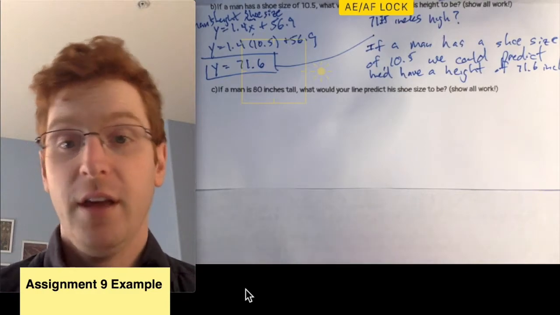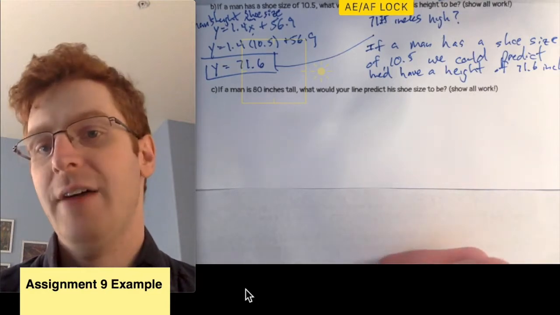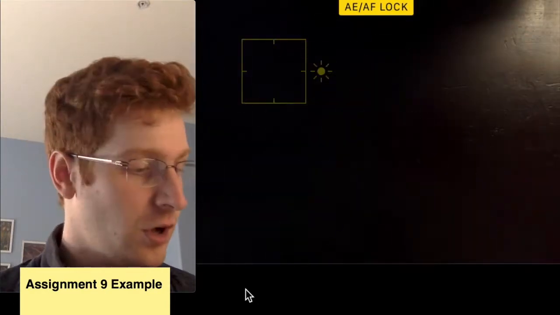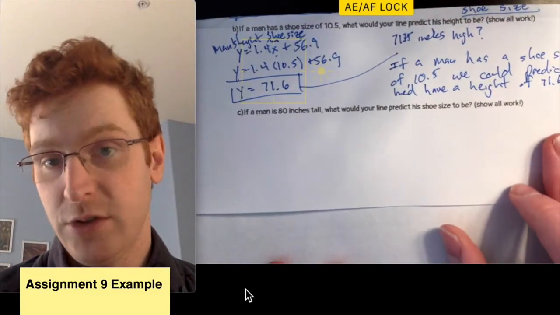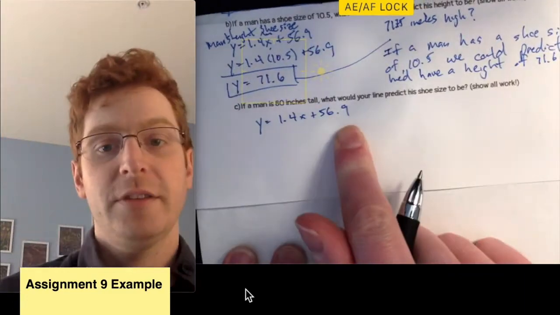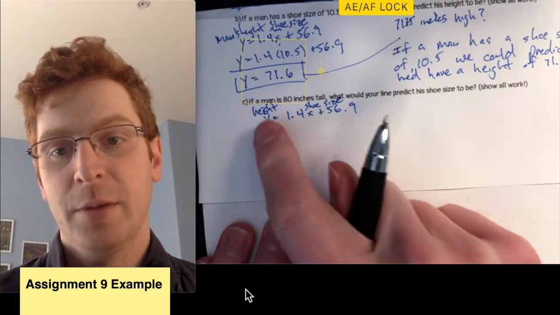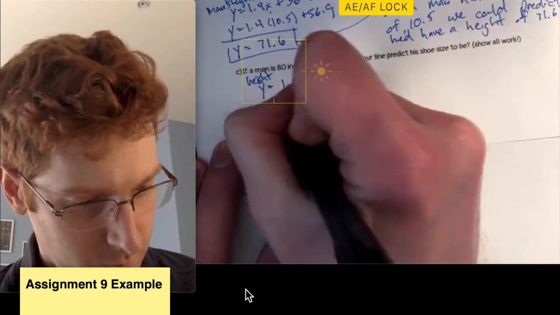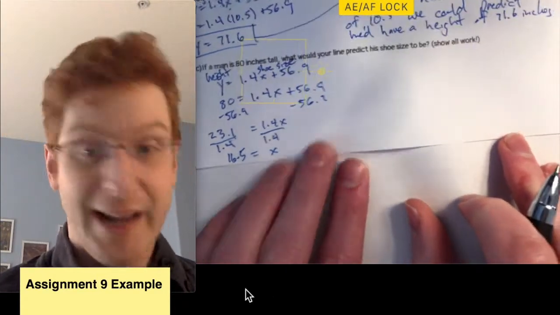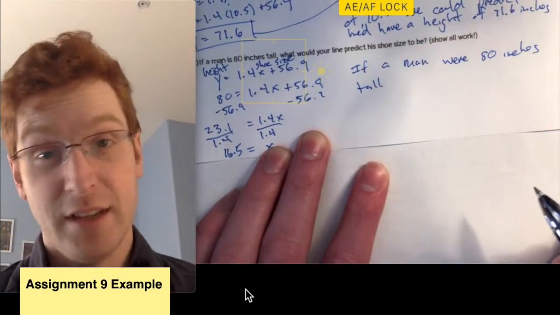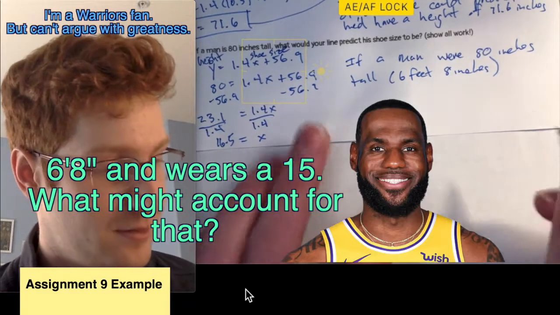We could also work the other way. If we knew what a man's height was, we could figure out his shoe size. Notice we can't use a graph to do this one because 80 inches tall is past the range of our graph. So I'm going to rely solely on the equation of the line, and I'm going to do the work here. This is the same equation we had before, but because I'm given the height and I want to find the shoe size, I'm going to plug 80 into Y. So what we could say is that if a man were 80 inches tall, that's roughly 6 feet 8 inches, that man might have a shoe size of 16.5.